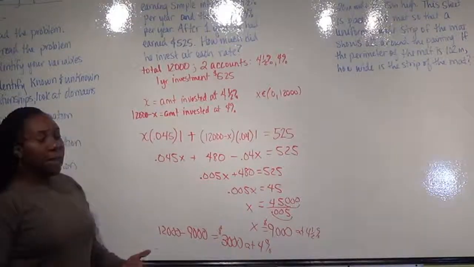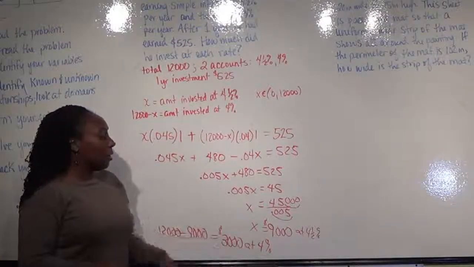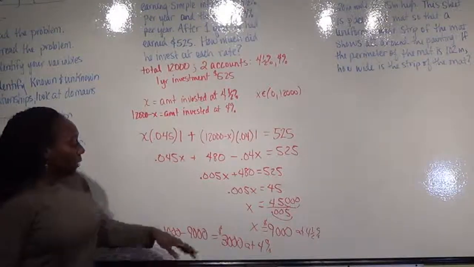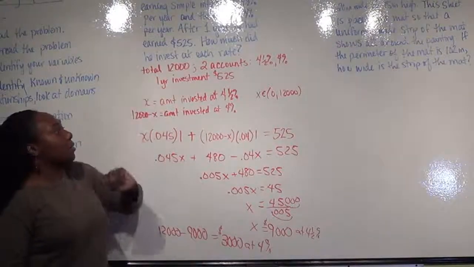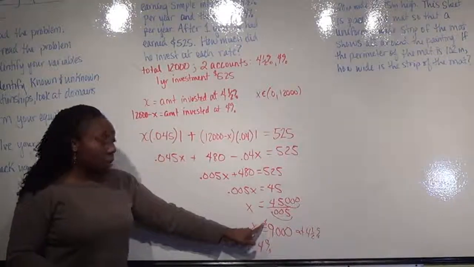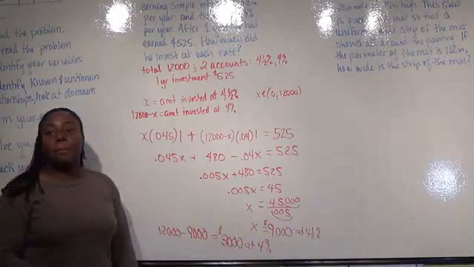Okay, writing out your solutions on these does not need to be elaborate. Okay, as long as you've answered the question. So again, something like this tells me exactly what I'm looking for. How much did I invest at each rate? Well, it was $9,000, remember your units, and $3,000 here.